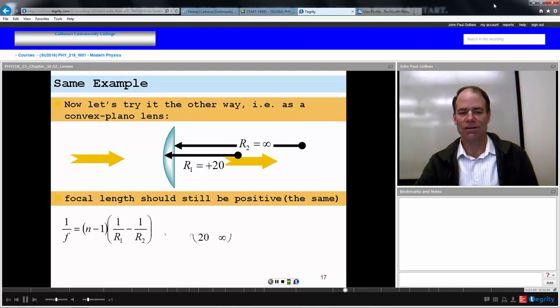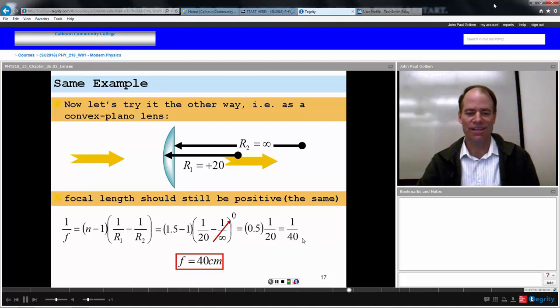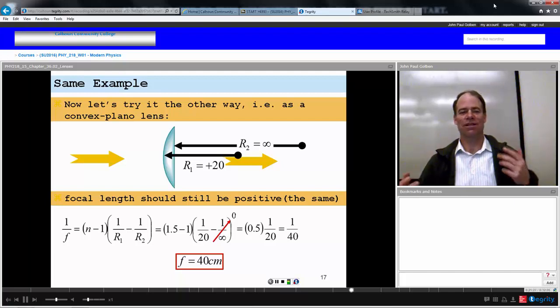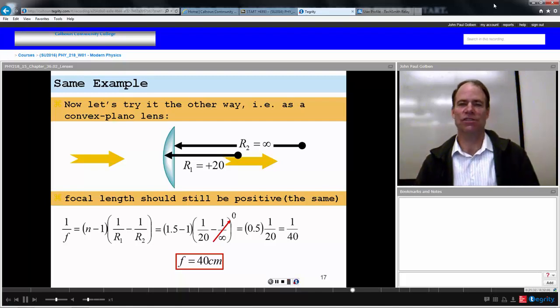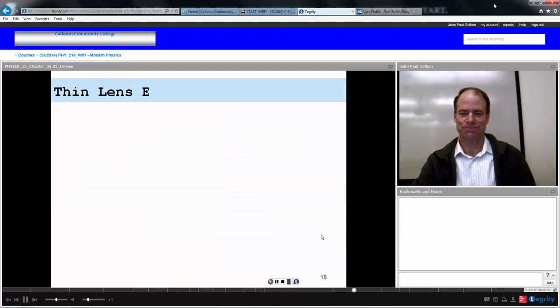So in our Lensmaker equation, we're going to have 1.5 minus 1, times 1 over the first radius, positive 20, minus 1 over infinity, which is going to be 0. And again, we have 0.5 times 1 over 20, which is 1 over 40. Focal length is 40 centimeters, positive. Didn't matter. So we can apply this formula no matter which orientation we have for this lens, and if we use our convention correctly, then we will still come up with the right answer. It's good to know.